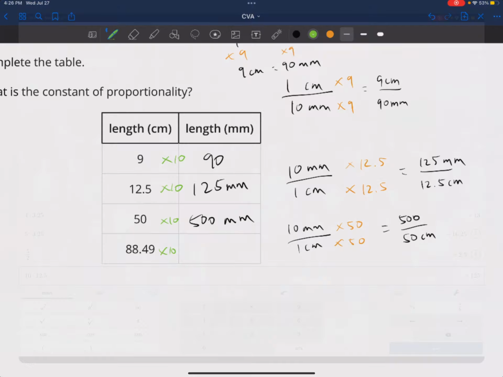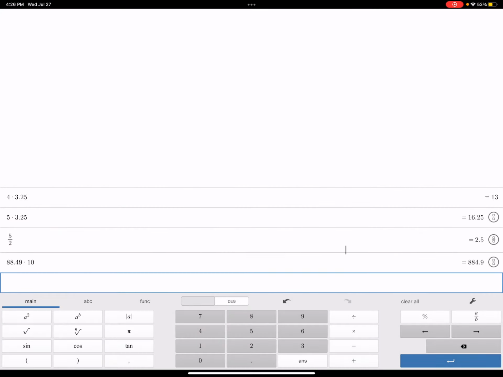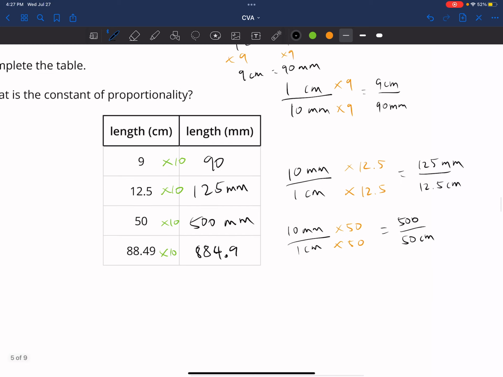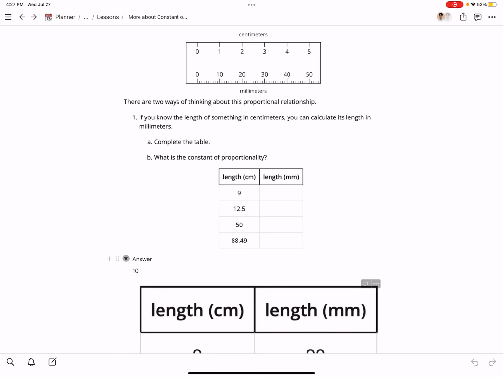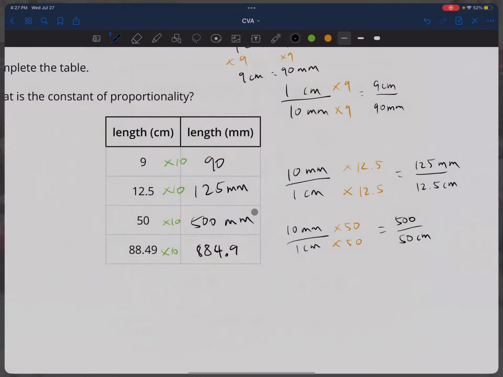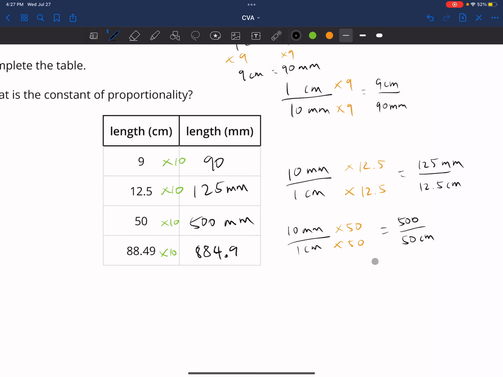So let's say 88.49. 88.49 times 10 is going to equal 884.9. And if you guys didn't know, if you multiply by 10, you just move the decimal over to the right once, and that will give you the answer. So this is the table that I have. Let's go ahead and check if this is right. So voila, as you can see, 90, 125, 500, and 884.9. That is all correct.